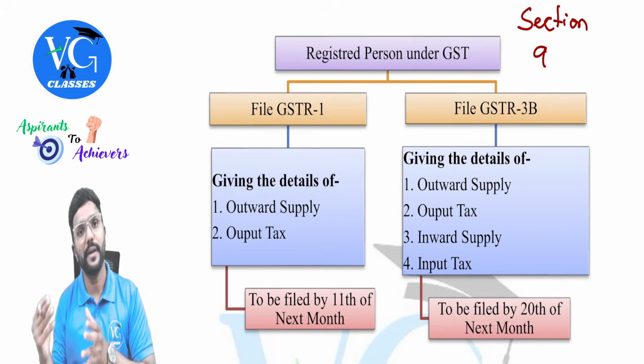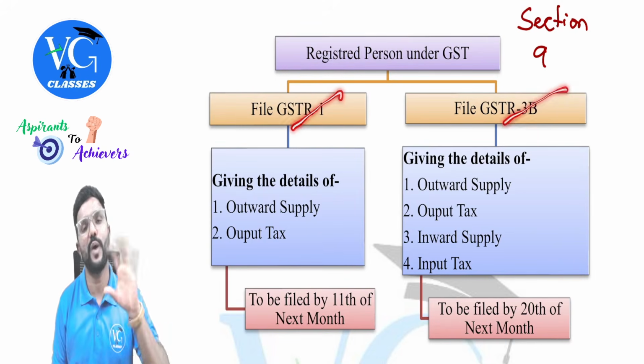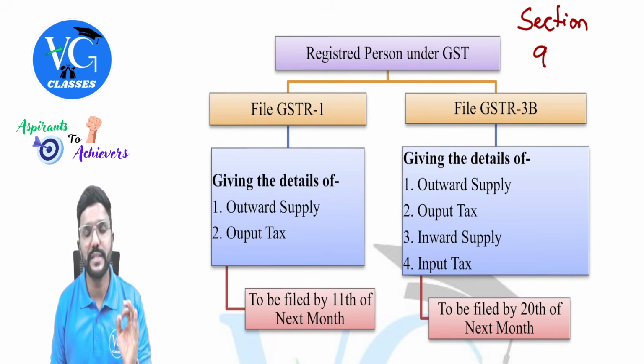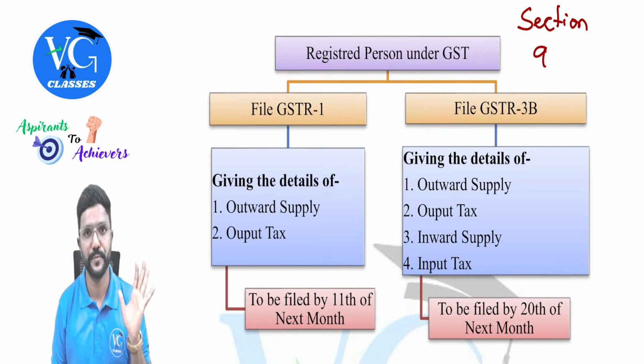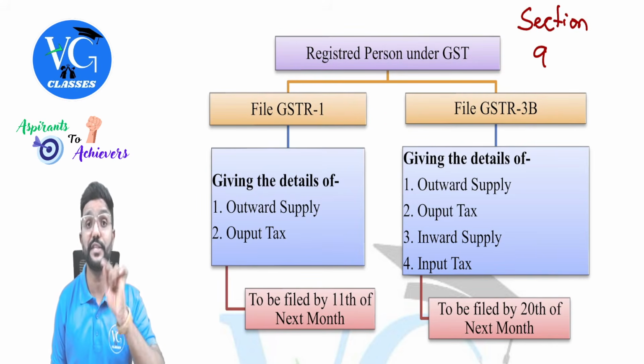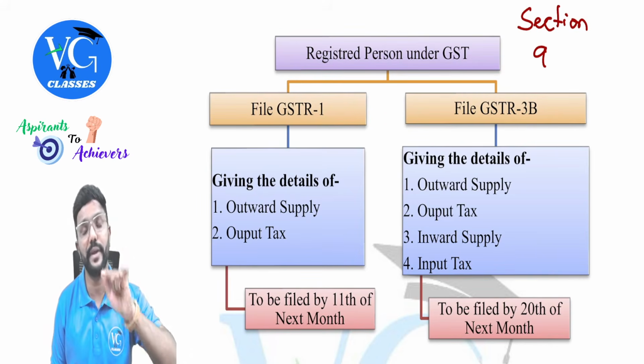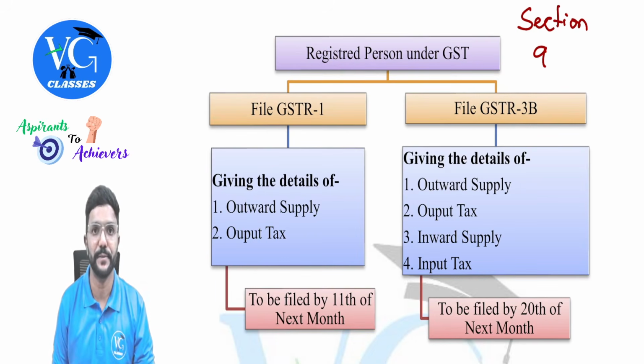Or if they are following QRMP, they will file both 1 and 3B quarterly. And if the question is silent, always consider that GSTR 1 and 3B is filed monthly. Okay, if it is specifically mentioned in the question that the supplier is following QRMP, only then go with quarterly returns. Okay, so let me consider it monthly here.